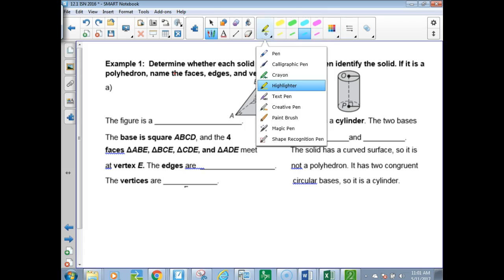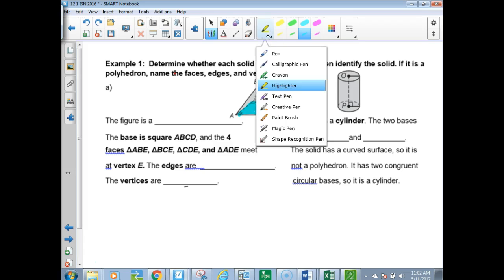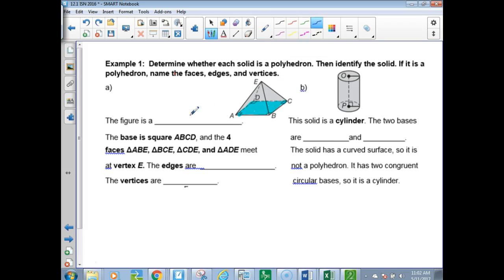On the next example, and this is in the ISN, determine whether each solid is a polyhedron. Then identify the solid. If it is a polyhedron, name the faces, edges, and vertices. What does that base look like it is? It looks like a square. So this is what we're looking at, and it's pointy, meeting at a point, and its faces are triangles. So this thing is a square pyramid.